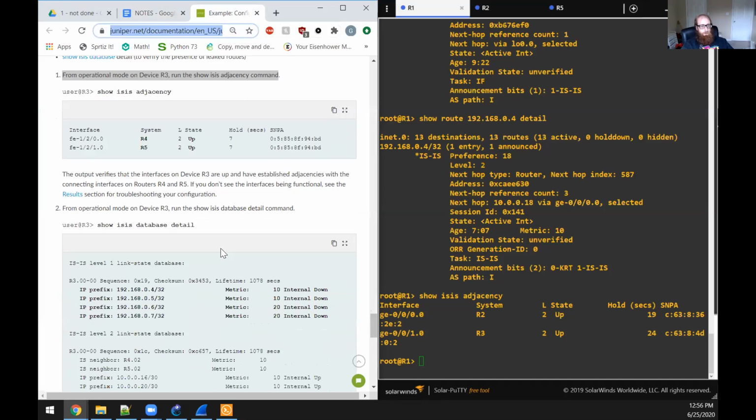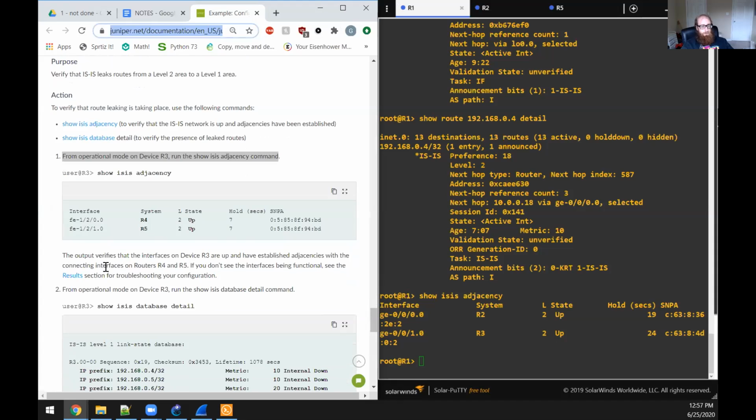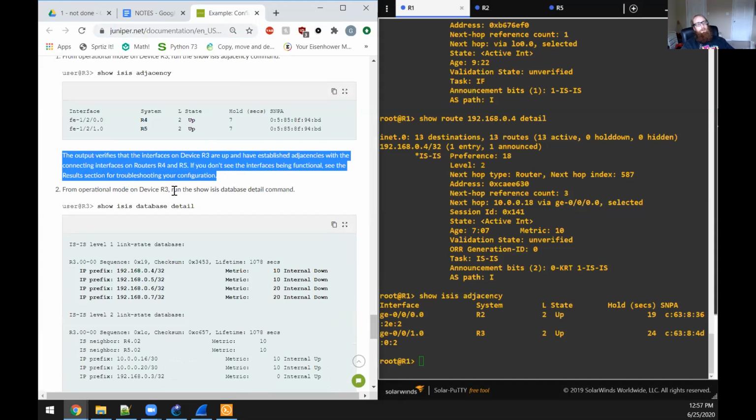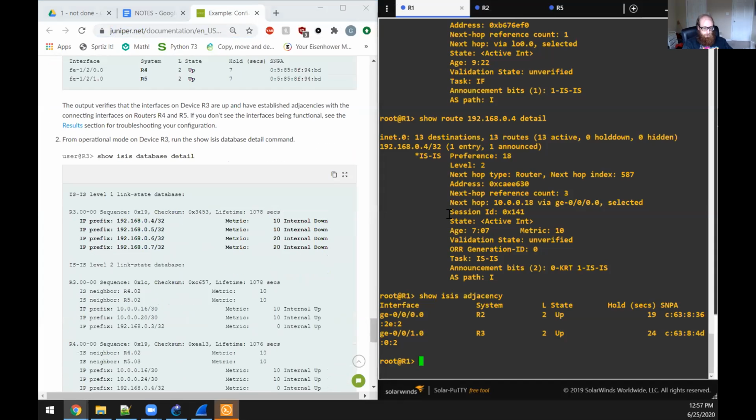So we did show ISIS adjacency on router 1. Yep, that looks good. The output verifies that the interfaces on device R3 are up and have established adjacencies with the connecting interfaces on routers R4 and R5. If you don't see the interfaces being functional, see the results section for troubleshooting your configuration. From operational mode on device R3, which is going to be R1 again, run the show ISIS database detail command. So let's do that, and that'll be the last command because I need to end this on time.